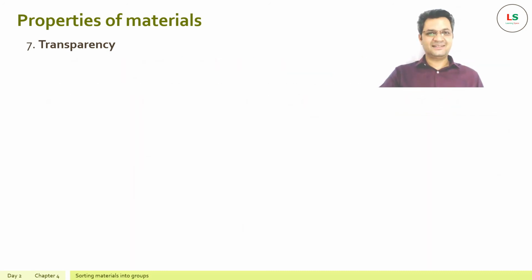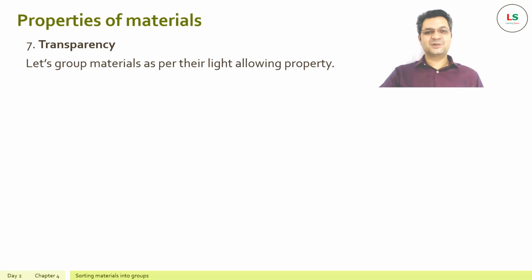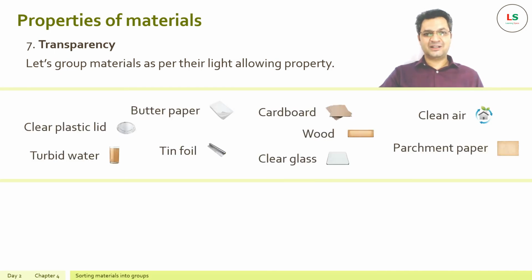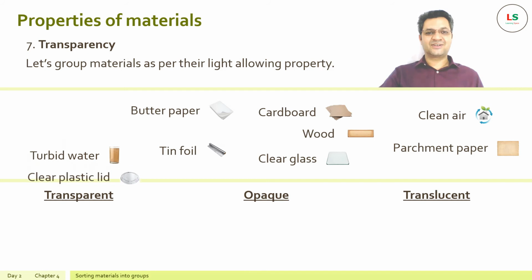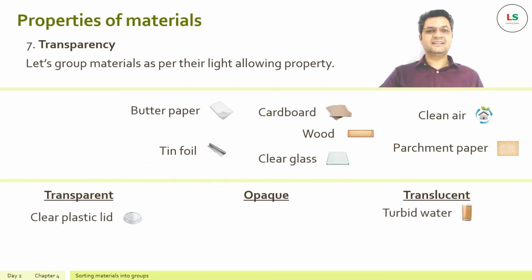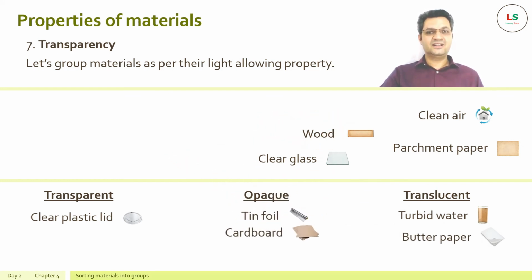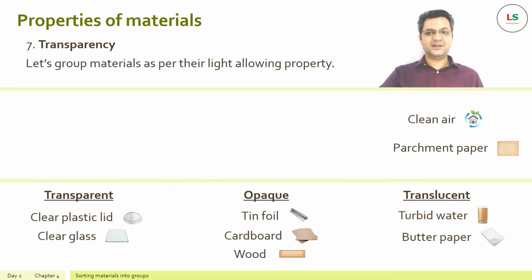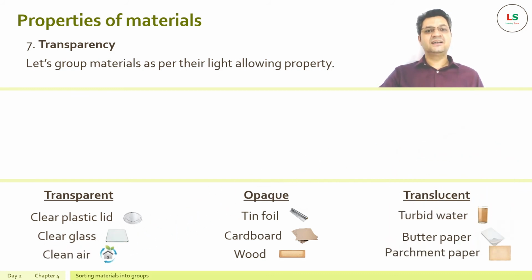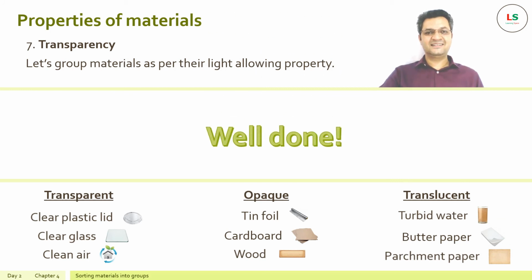We have a game for you at this point. Let's group materials as per their light allowing property. Here is the bunch of materials, and then we are going to segregate them as transparent, opaque, translucent. So clear plastic lid is transparent, turbid water is translucent, butter paper or wax paper is translucent, tin foil is opaque, cardboard is opaque, wood is again opaque, clear glass is transparent, clean air is transparent, and parchment paper or baking paper is translucent. Hope you enjoyed it.